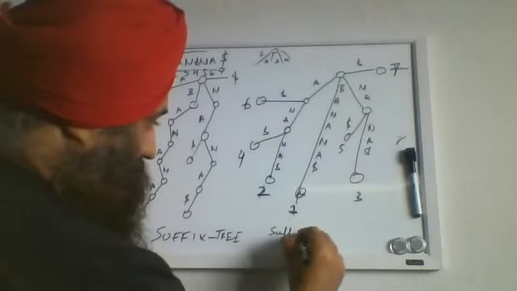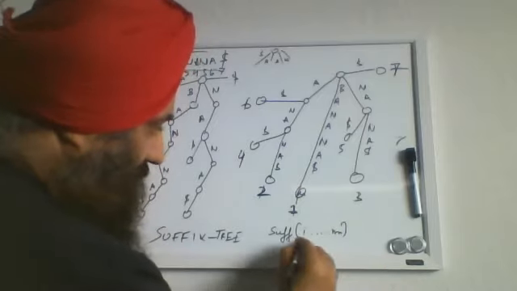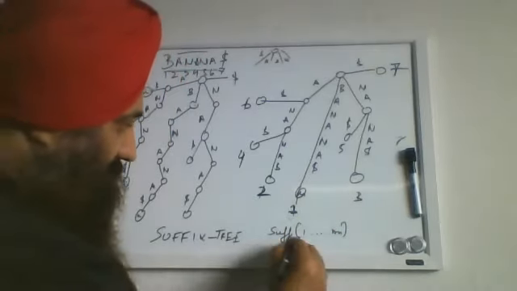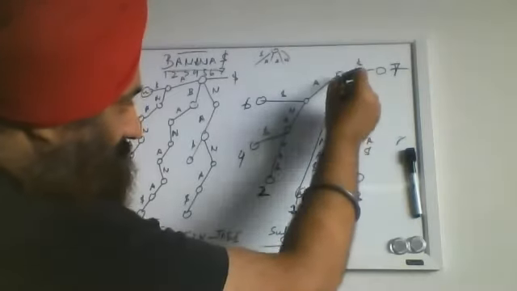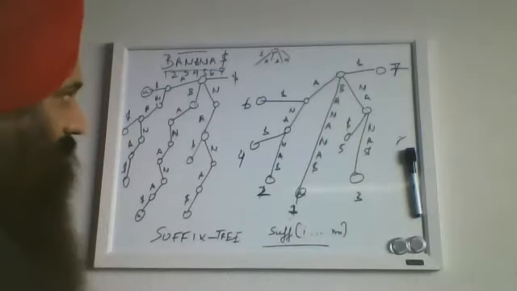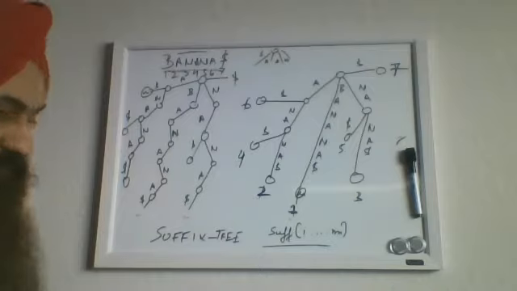Or we can say suffix I to M, where I is the number on the leaf node, will be represented if you start from the root and go all the way down to I. So using this, let me give you a general definition of a suffix tree.